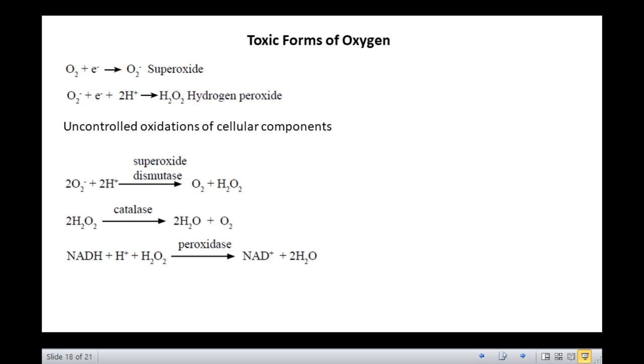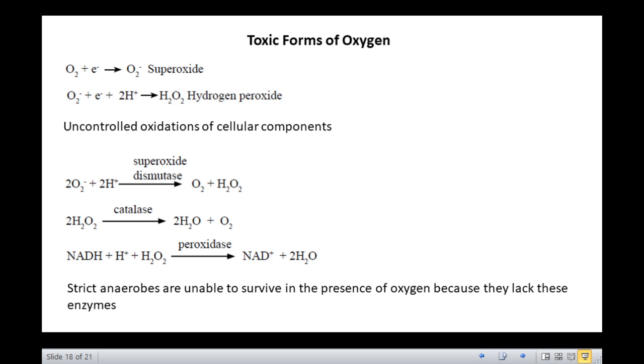Strict anaerobes are unable to survive in the presence of oxygen because they lack these enzymes capable of detoxifying superoxide and hydrogen peroxide. These chemicals accumulate rapidly and kill the cell. Thus, organisms such as Clostridium and methanogens that do not possess these protective mechanisms cannot survive in the presence of air and are restricted to anaerobic habitats.